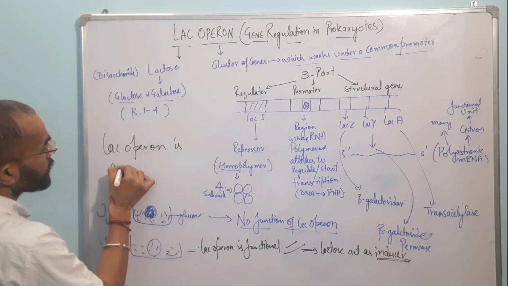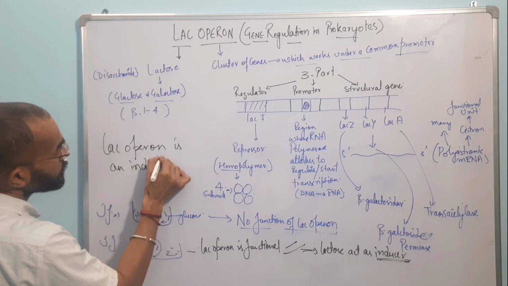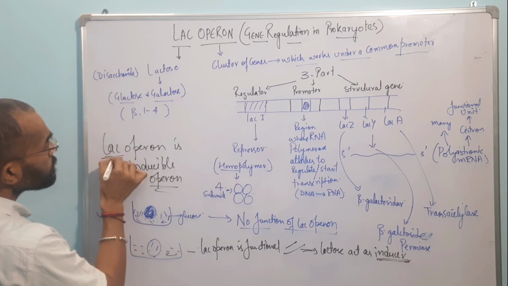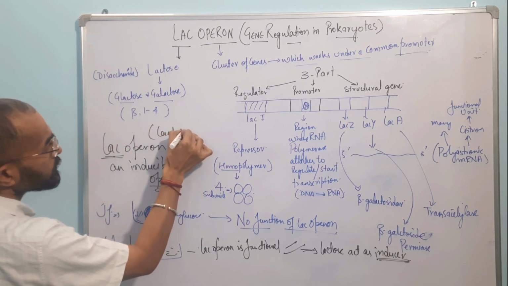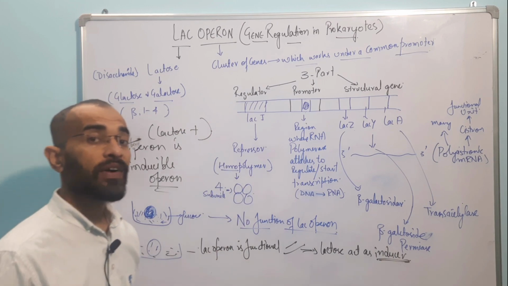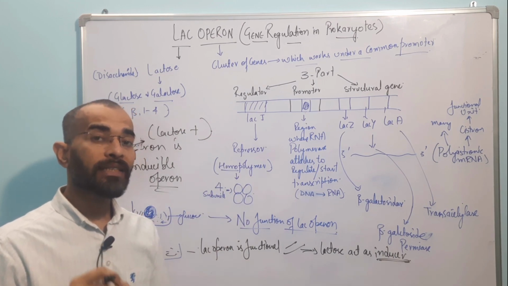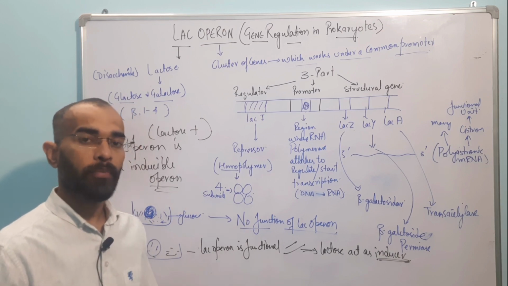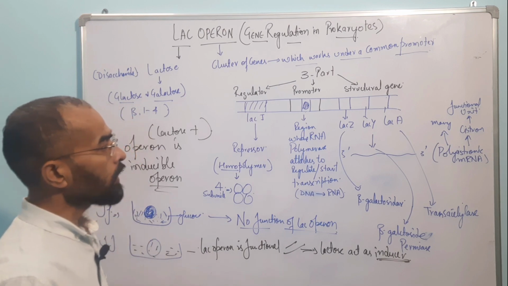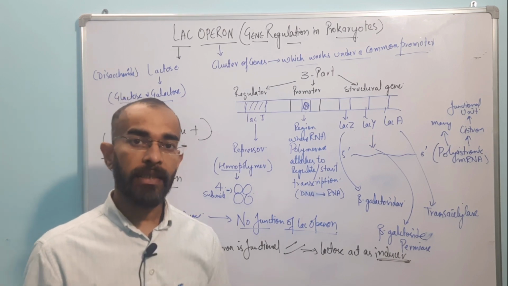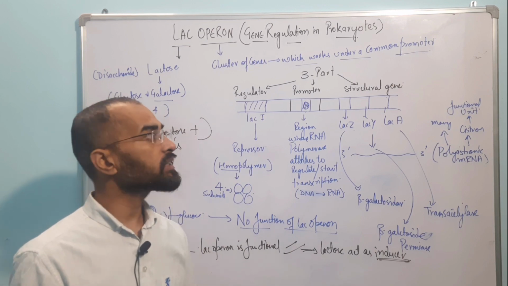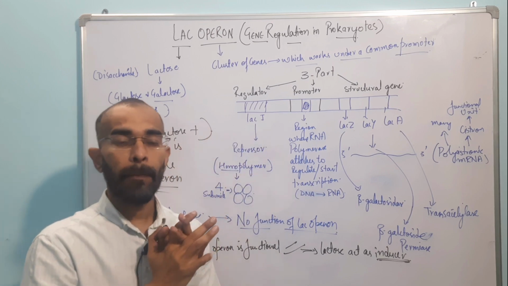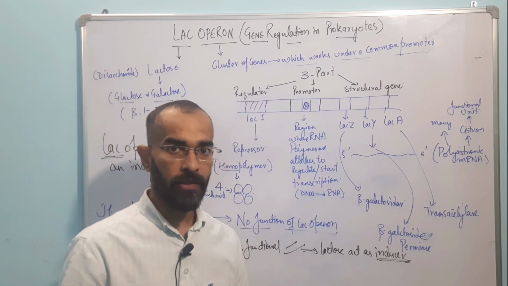So we can say that the lac operon is an inducible operon because the presence of lactose induces the functioning of the lac operon. Okay, now we further study how these genes function, or how lactose operates the function of these genes, this operon.